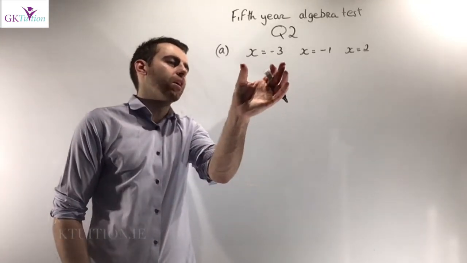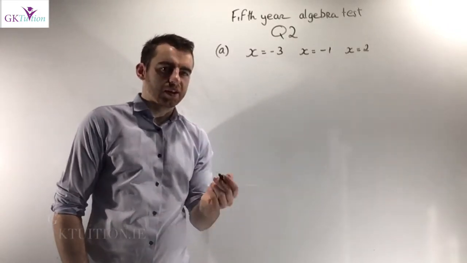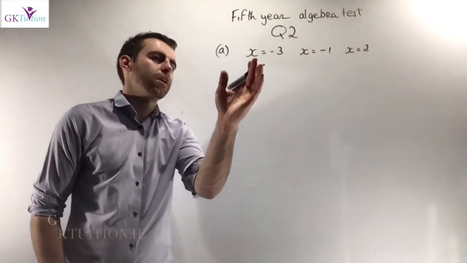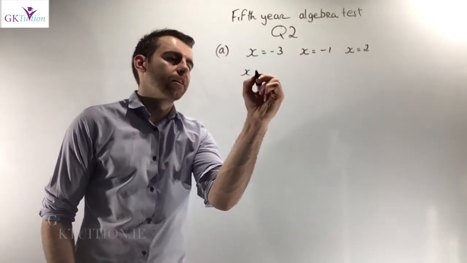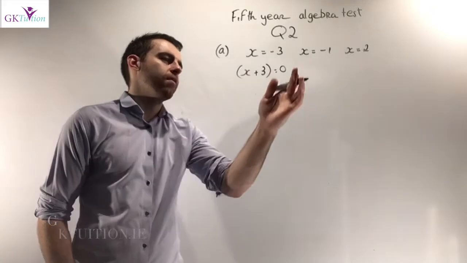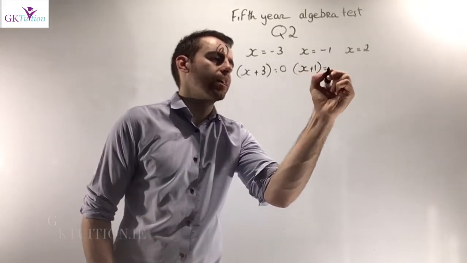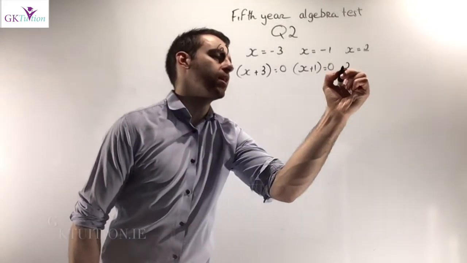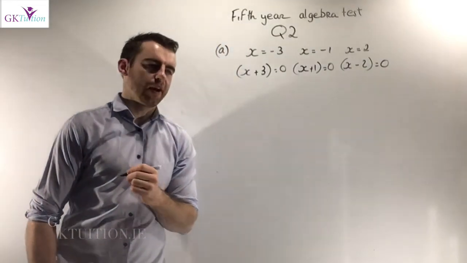First of all, you should have realized that you've been given 3 roots. If you're given 3 roots and you need to come up with the original function, you need to turn these roots into factors. If x equals -3 is a root, I add 3 to both sides, and I can say that one of the factors is x plus 3 equals 0. If x equals -1 is one of the roots, I add 1 to both sides, and I say x plus 1 equals 0 is one of the factors. And I can do the same thing here.